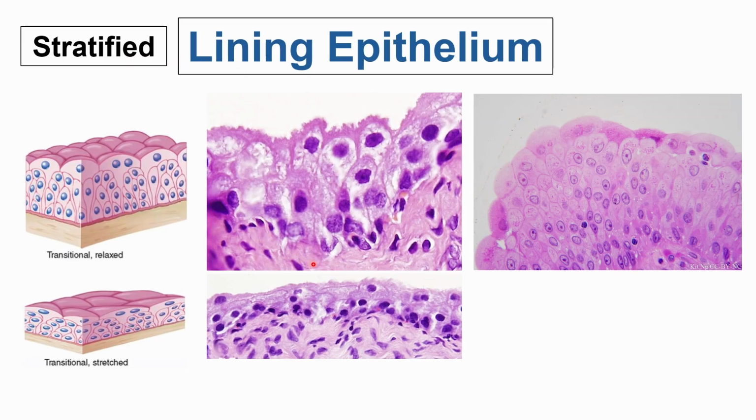And a lot of cells are not touching the basement membrane, so it's still under the stratified type of lining epithelium. What else? This one is a stretched version of transitional epithelium. So some cells look as if they are squamous. Okay.